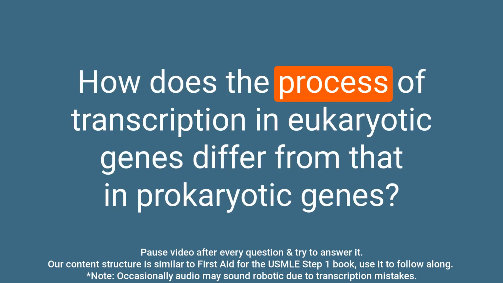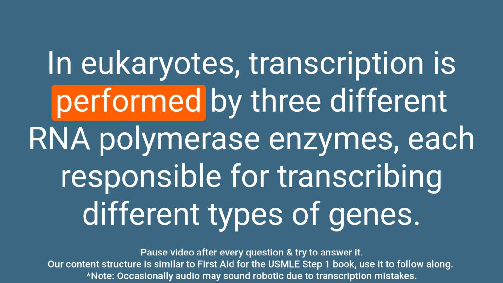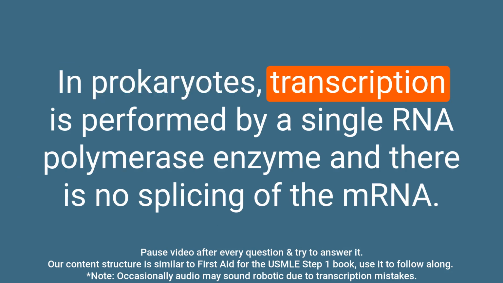Question: How does the process of transcription in eukaryotic genes differ from that in prokaryotic genes? Answer: The process of transcription in eukaryotic genes is more complex than in prokaryotic genes. In eukaryotes, transcription is performed by 3 different RNA polymerase enzymes, each responsible for transcribing different types of genes. Additionally, eukaryotic transcription involves the formation of a pre-mRNA molecule, which is then modified by the process of splicing to remove introns and join exons. In prokaryotes, transcription is performed by a single RNA polymerase enzyme, and there is no splicing of the mRNA.